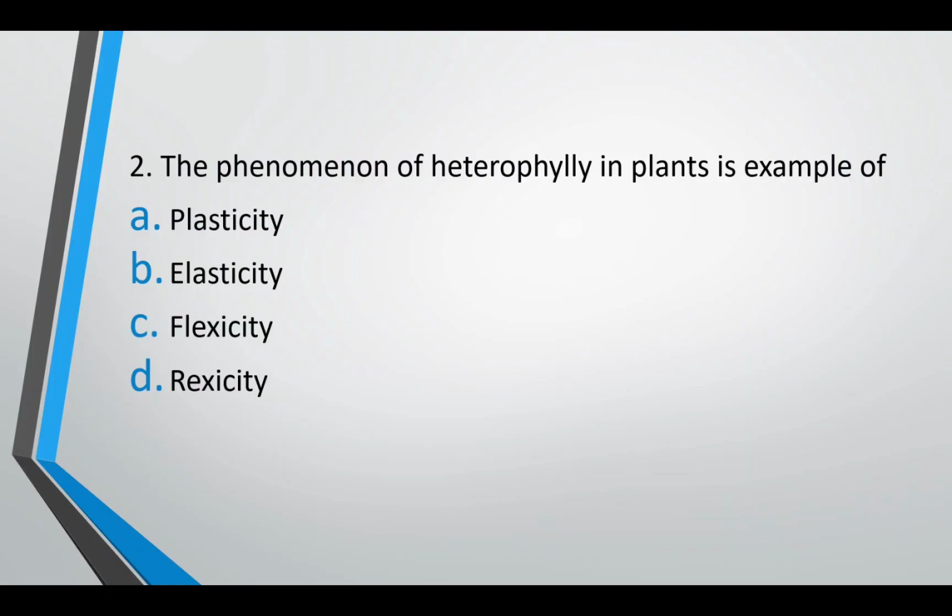Question 2. The phenomenon of heterophyly in plants is an example of option A, plasticity, option B, elasticity, option C, flexicity, or option D, rexicity. The phenomenon of heterophyly in plants is an example of. The correct answer is option A, that is plasticity.